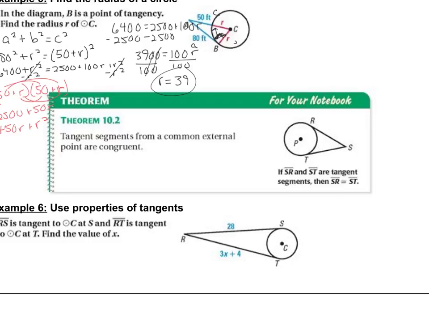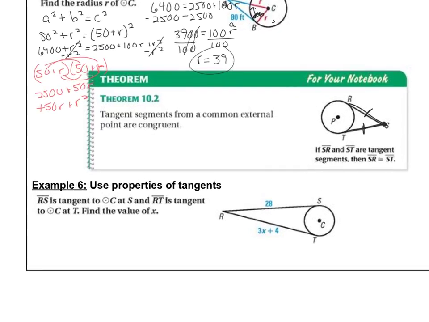All right, last theorem we're going to talk about here. Tangent segments from a common external point are congruent. So what they're saying here is they share this common point out here called S. They're both tangent, which makes them now congruent. So we're going to use that to try and determine lengths of certain sides.